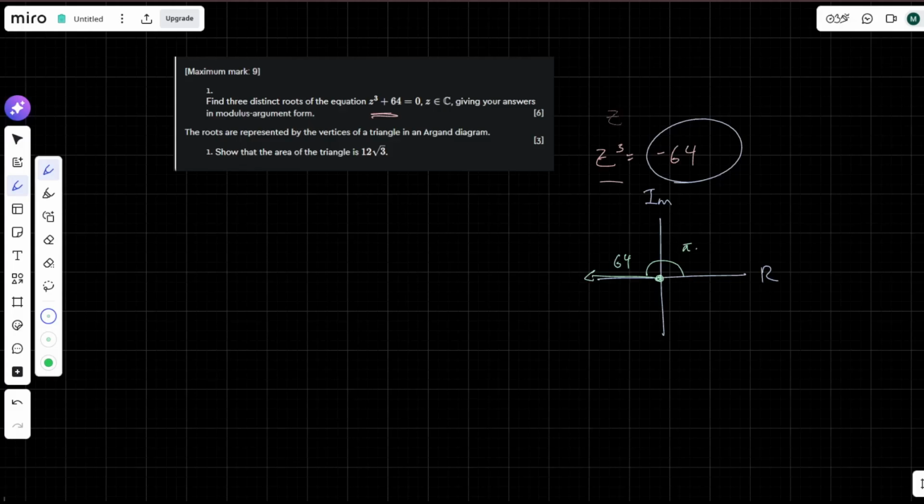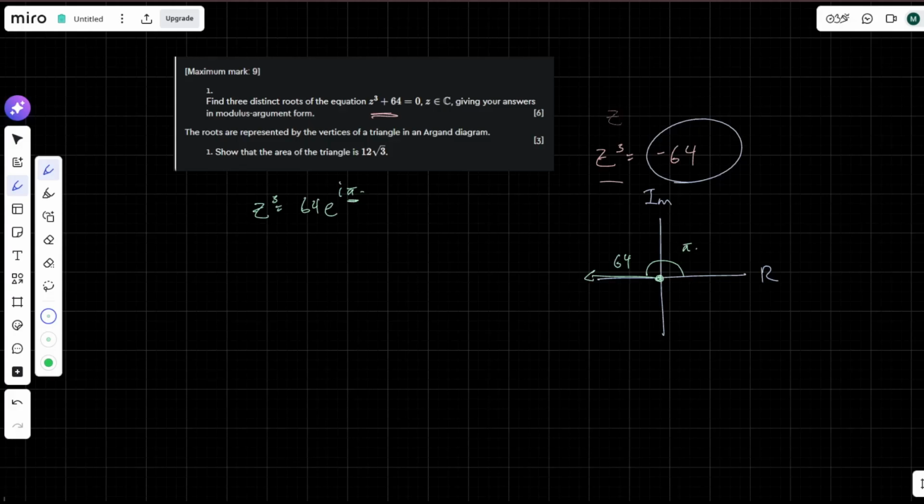So another way that I could write z cubed equals negative 64 is to write it as z cubed equals 64 e to the i pi, right? In the sense that it's now in terms of this angle pi, and it's got a length of 64. And then what this would allow us to do is to use our de Moivre's theorem, right?